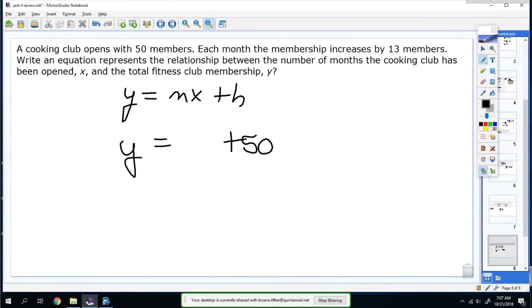The 13 would go in front of the x because that's my constant rate of change. Because every month it constantly increases by 13 members. So my equation would be y is equal to 13x plus 50. And that's supposed to say cooking club.